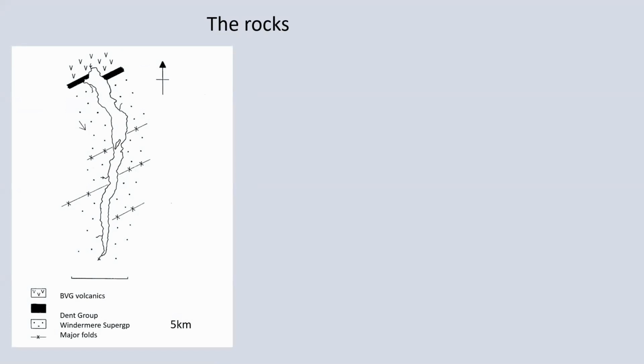They're volcanic rocks, and they are superseded by a thin layer of limestone known as the Dent Group. So they're highly calcareous rocks. They're not limestones in the strict sense of the word. They're about 50% carbonate, something like that. But they do actually influence the flora quite significantly.